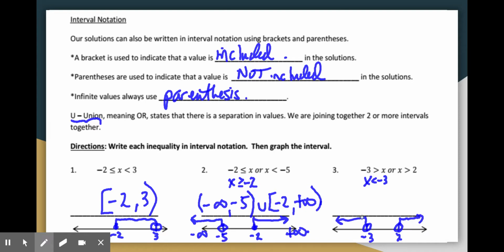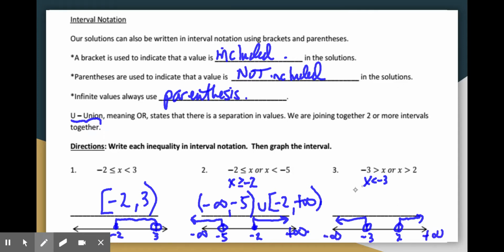Okay. And again, notice your or graphs go in both directions, right? You can go left or you can go right. I wouldn't say go left or go left. They shouldn't point the same way. That doesn't make sense for an or graph. They should point in opposite directions. Okay. All right. So let's go and write this in interval notation.